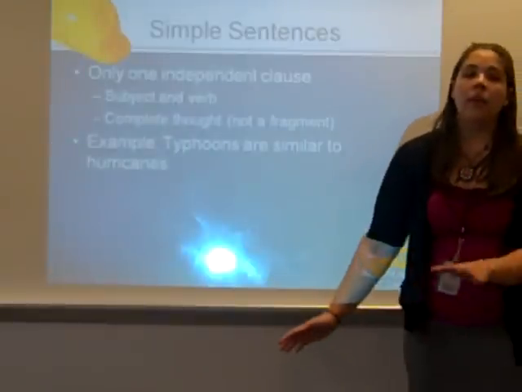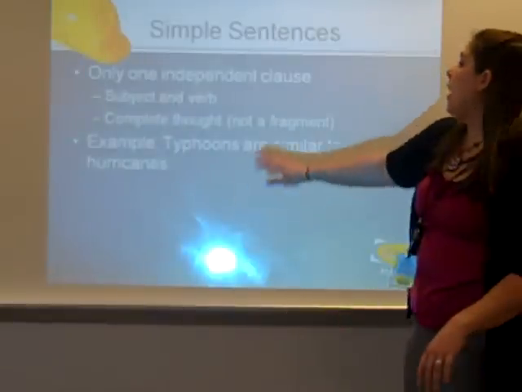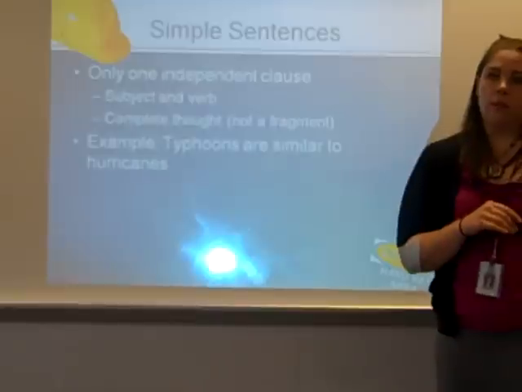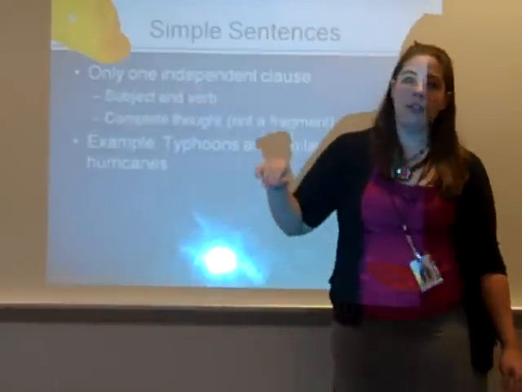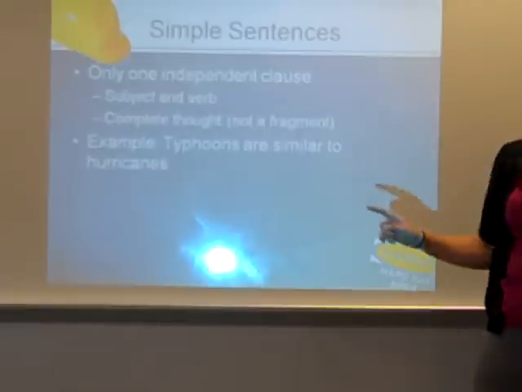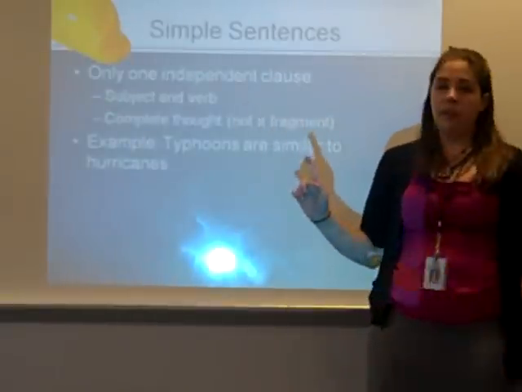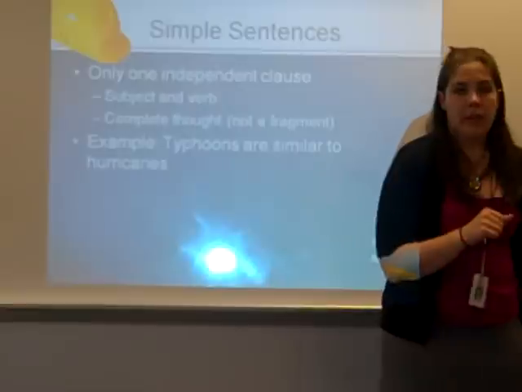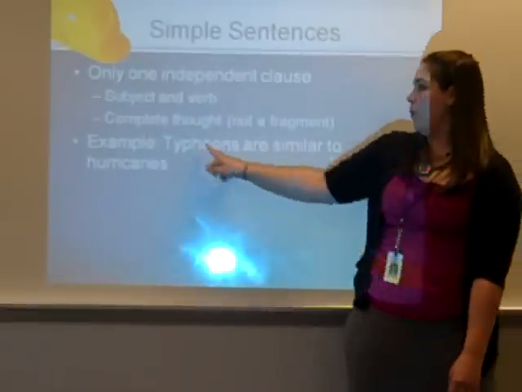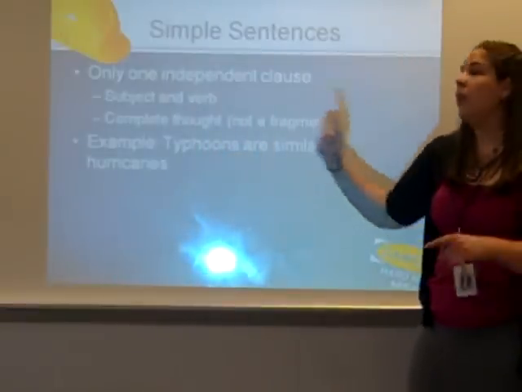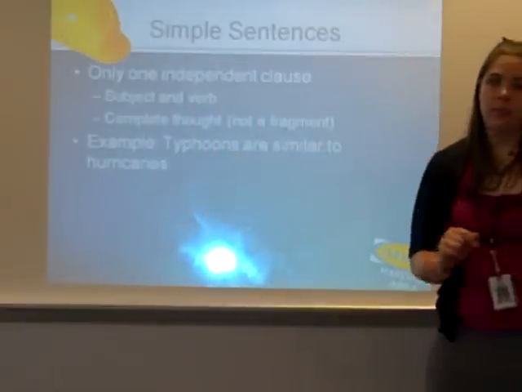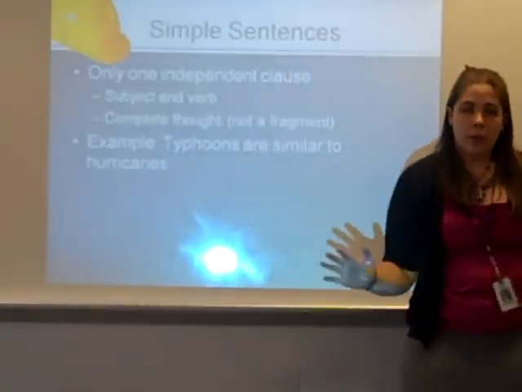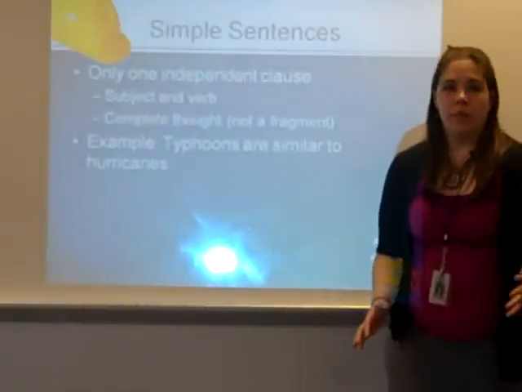Simple sentences, everyone should know how to write these. They have one independent clause, which means they've got a subject and a verb, and they're a complete thought, meaning they're not a fragment. An example: typhoons are similar to hurricanes. Typhoons is the subject, and remember, are is the verb. This is kind of like a single person. They're living on their own and they can support themselves.